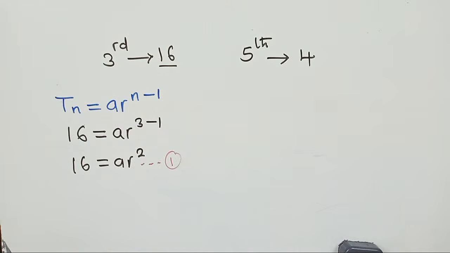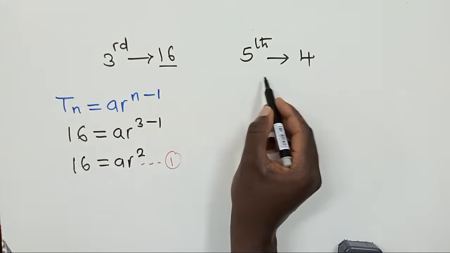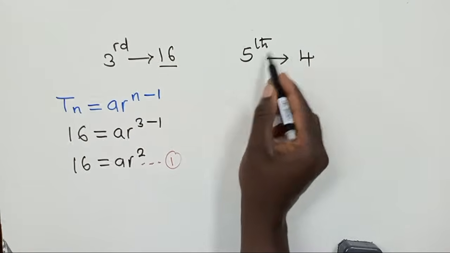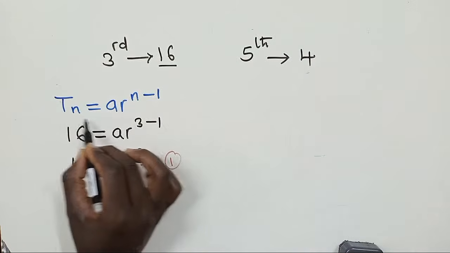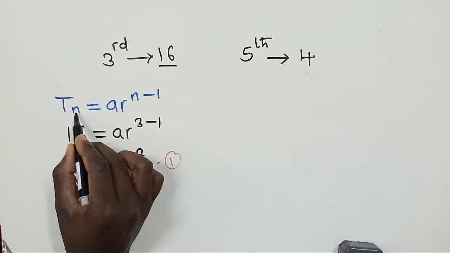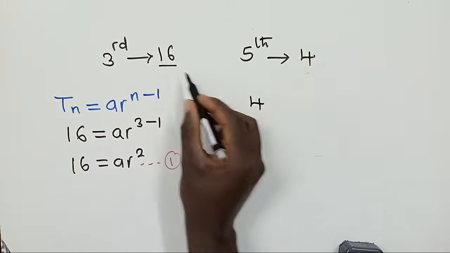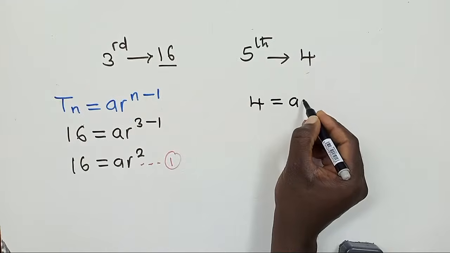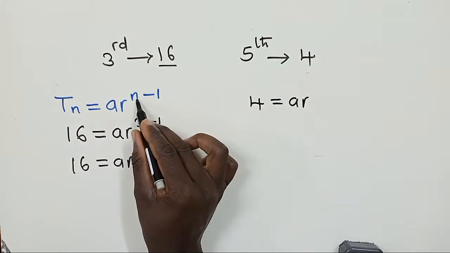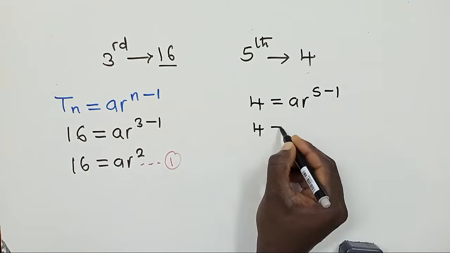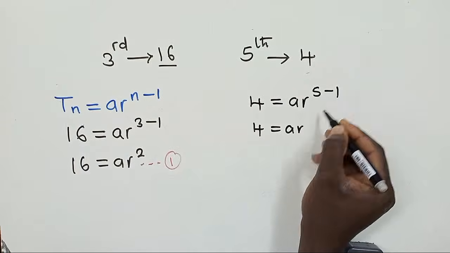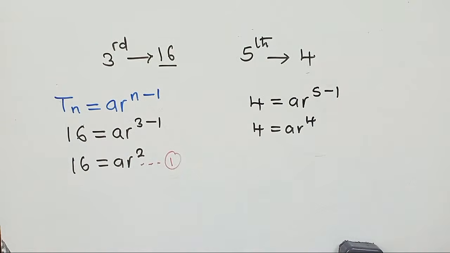So now, once we do this, we come to this other information. We know that the fifth term is 4. So we get the same formula. Where there is T sub n, we'll put this 4, like we did with 16, is equal to A R, which we don't have these two. At n here, we'll put 5 minus 1. We simplify 5 minus 1, it's 4. So we'll call this equation number 2. Very important.